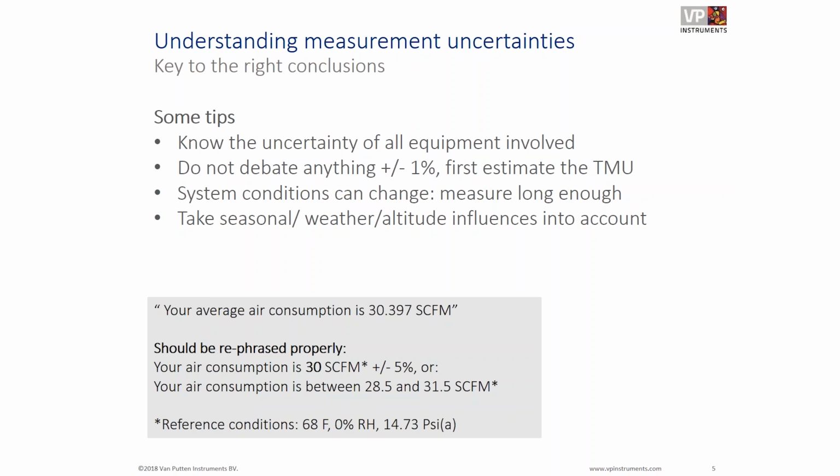So it should be phrased properly, like it should be 30 CFM, as in this example, plus or minus 5%. Or a good statement could be it's between 28.5 and 31.5. So it should be within reason.